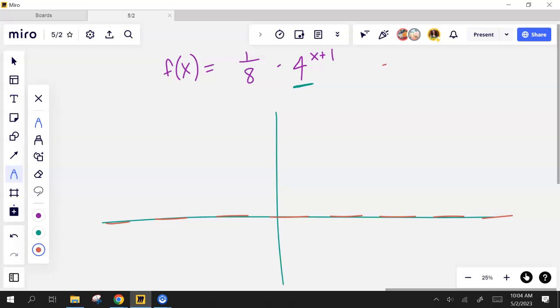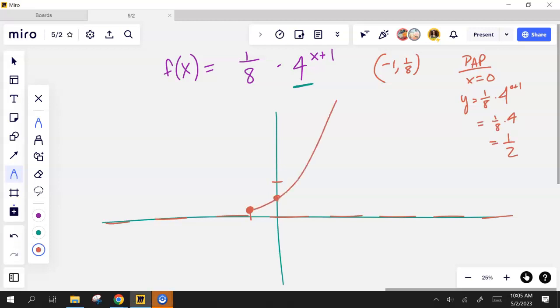Negative 1, 1/8. Negative 1 goes this way, so about right here. H, A plus K. Pick a point. I'm probably picking 0. So I get 4 to the 0 plus 1, so I get 1/8 times 4, which is 1/2. So I'm going up a half. If I connect these, does this look like a growth graph to you?